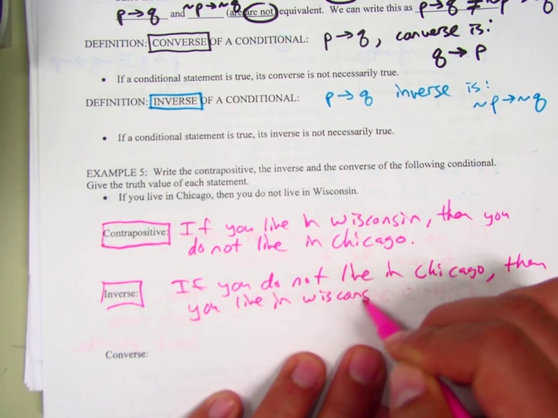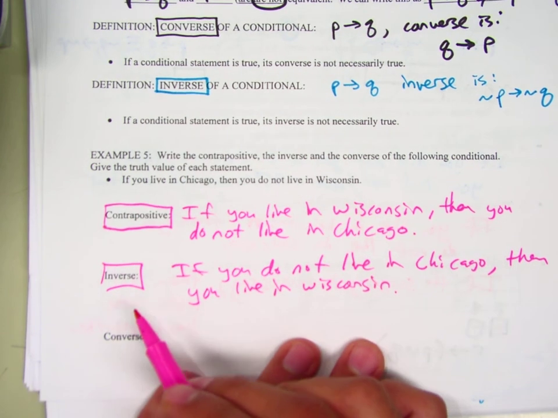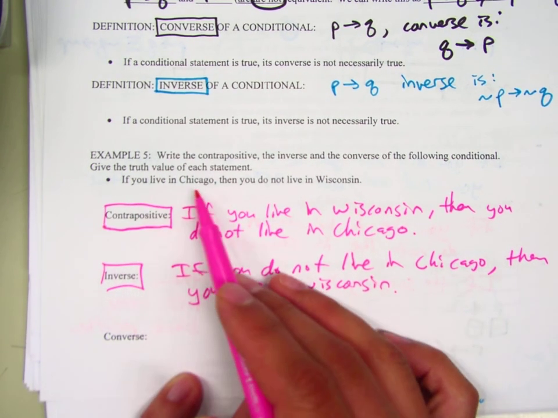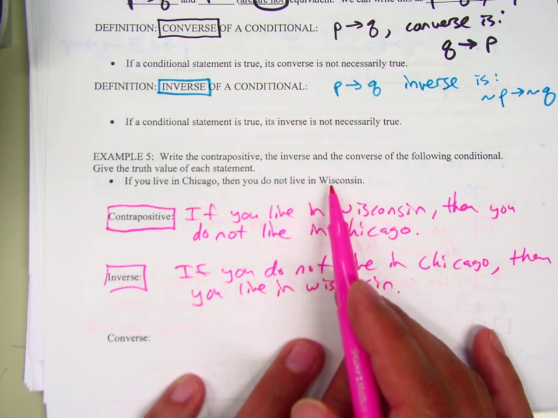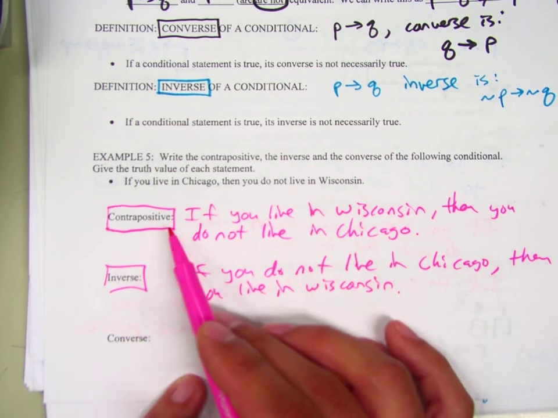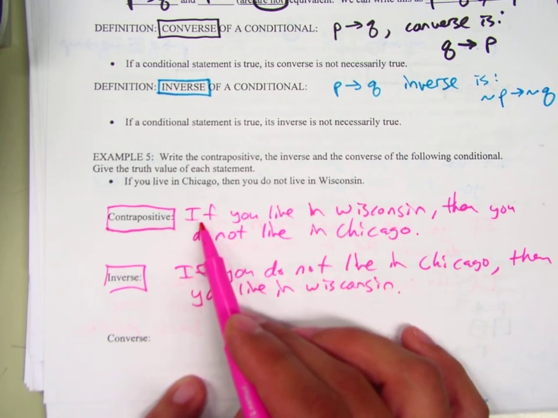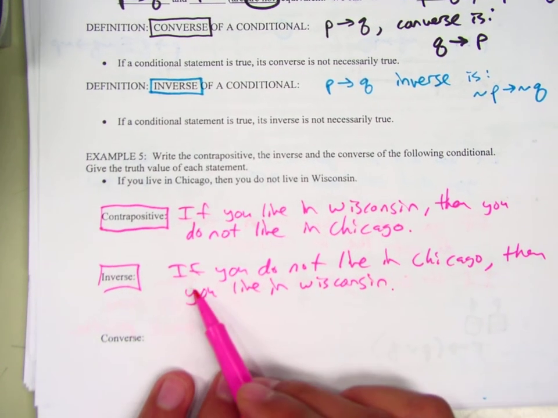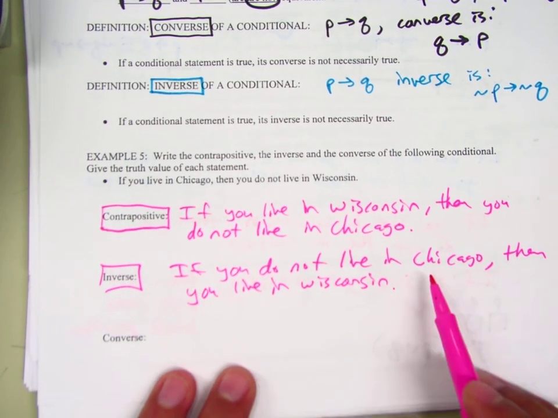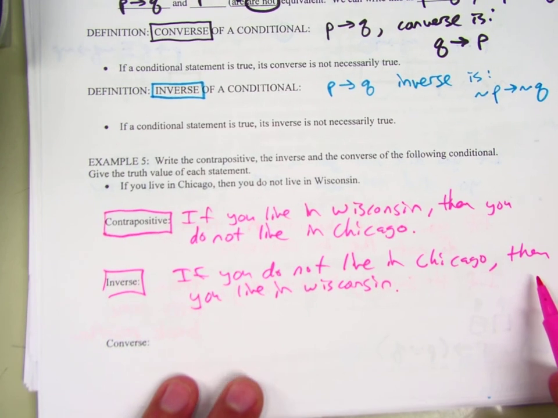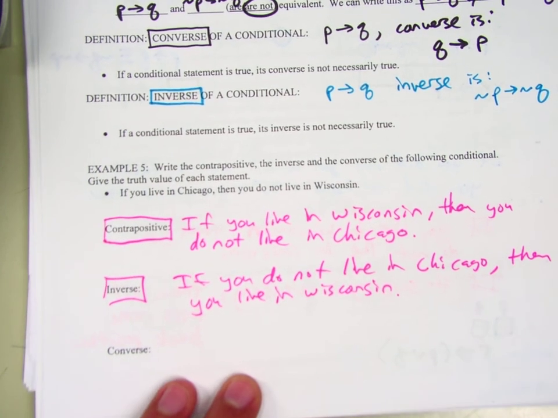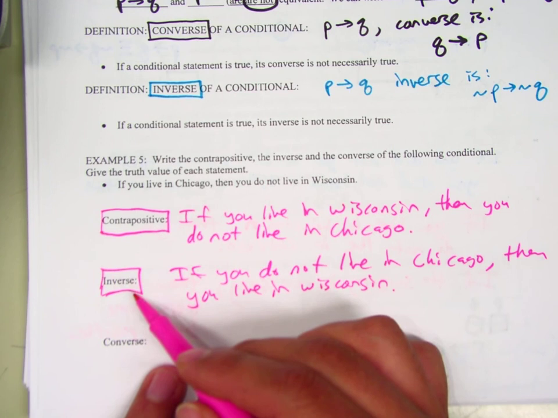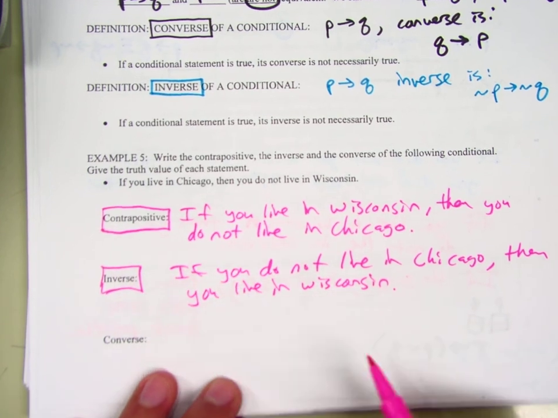And right there is a great example of why you would say that the inverse is not necessarily true. Certainly, if you live in Chicago, then you do not live in Wisconsin is a true statement. So certainly the contrapositive is the same. If you live in Wisconsin, then that means you don't live in Chicago. But look at its inverse. If you do not live in Chicago, does that mean you have to live in Wisconsin? You can live anywhere else, right? So that's a good example to illustrate why the inverse is not equivalent to the original if-then statement.